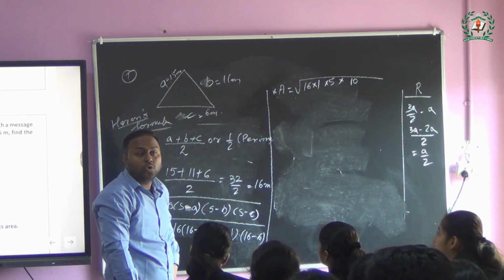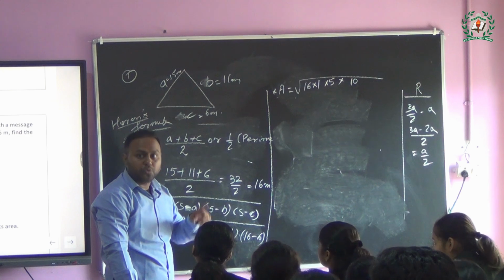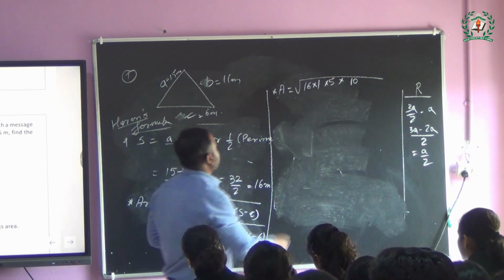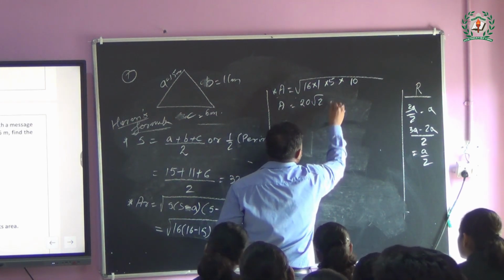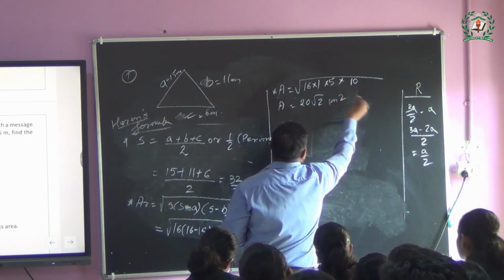20? 20 root 2. Very good. You have become very clever. Very good. 20 root 2 meter square.